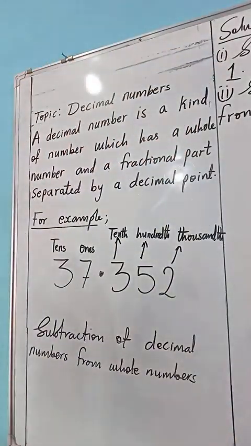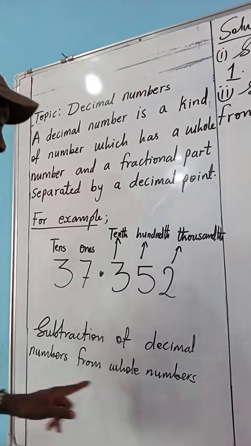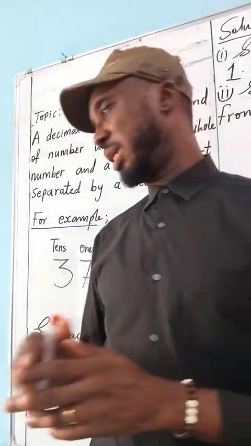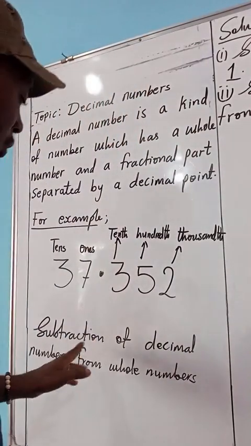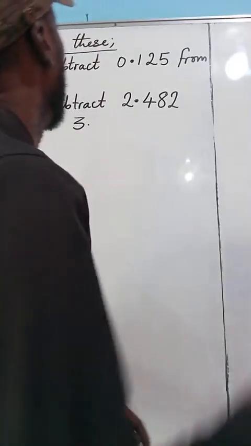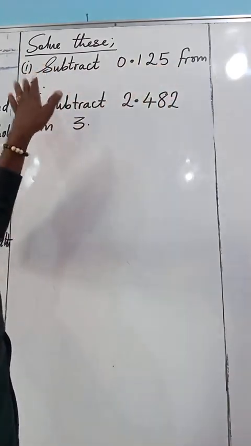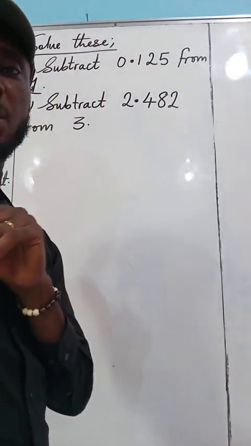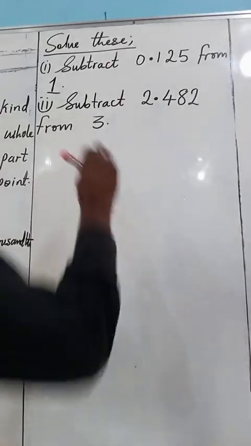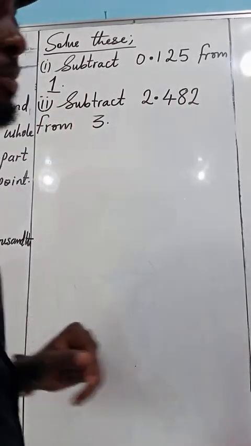Okay. Now today we are talking about subtraction of decimal numbers from whole numbers. We are subtracting decimal numbers from whole numbers. Let's look at this example. We have: subtract 0.125 from 1. And the second one is: subtract 2.482 from 3.